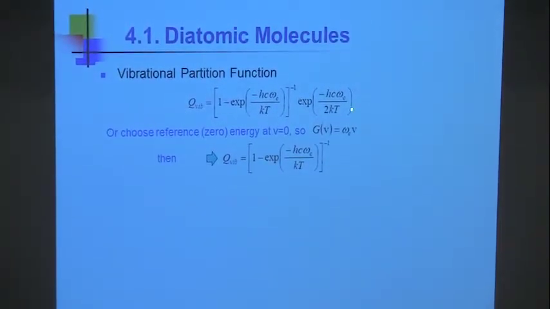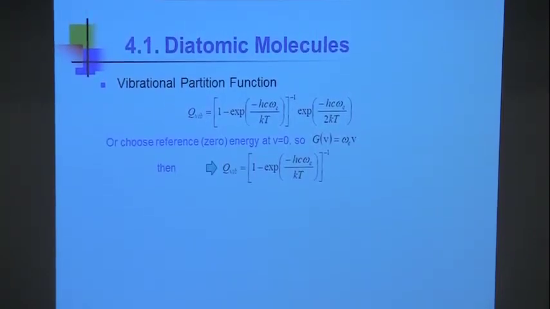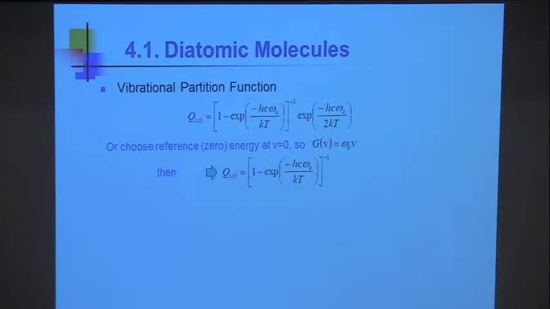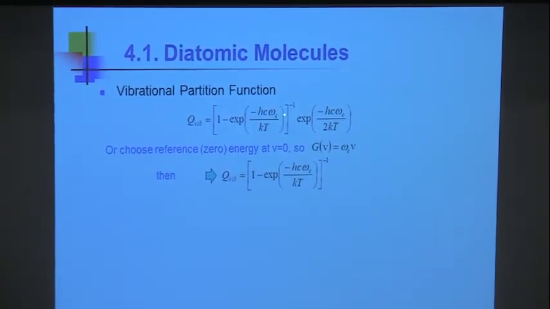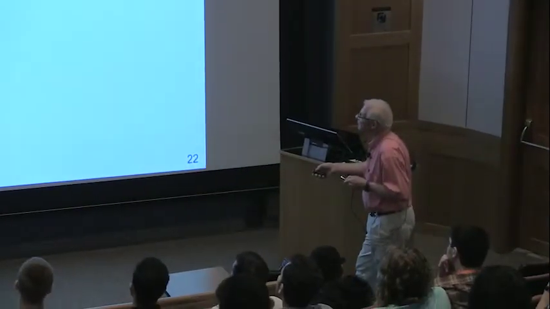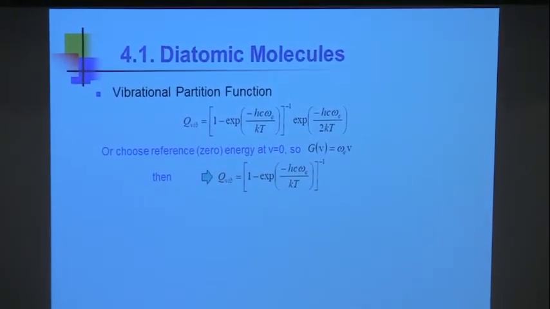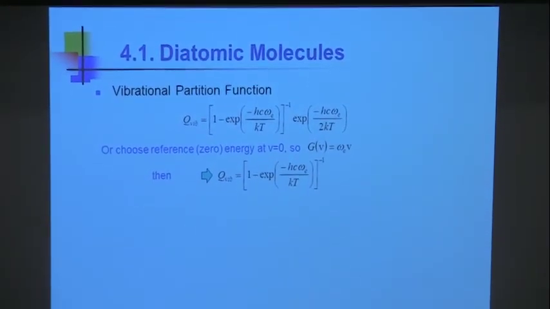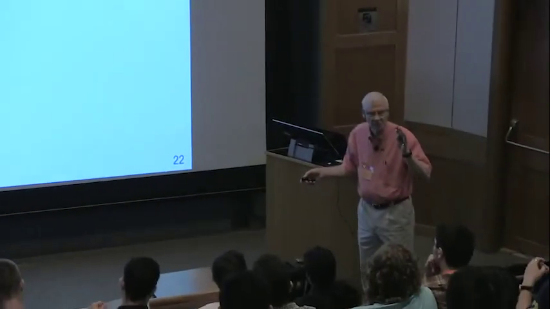Back to the partition function. Partition function for an oscillator is, here's the e to the minus energy over kT term. This is the degeneracy term. I didn't say that right. This is the partition function term. The degeneracy for vibrational motion is 1, so there's no more degeneracy in that term.